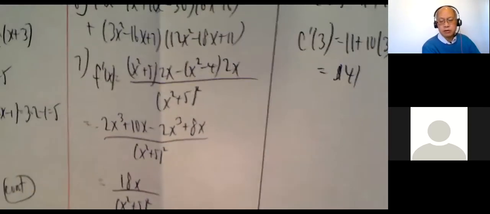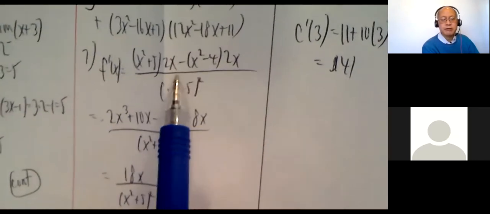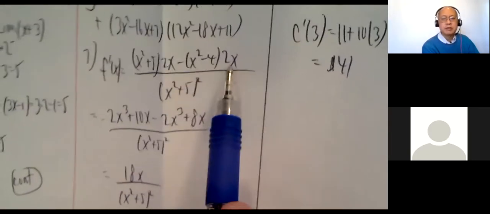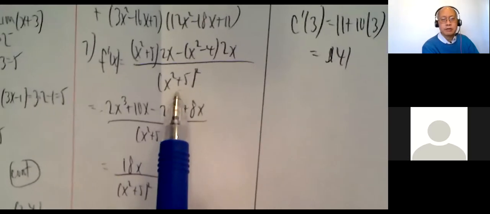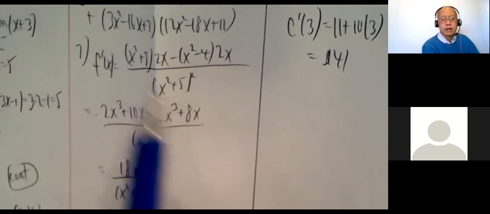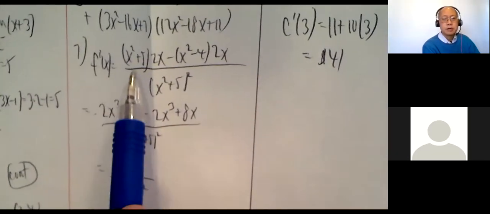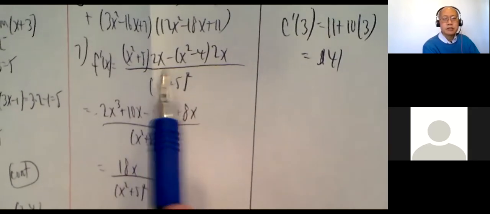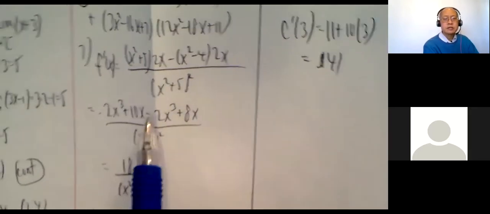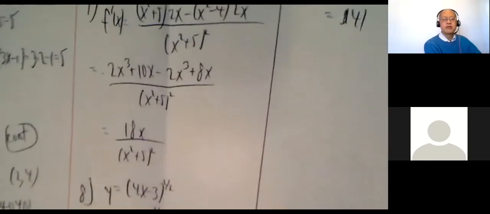Number 7 was the quotient rule. So bottom times the derivative of the top minus the top times the derivative of the bottom, all over the bottom squared. Clean it up. 2x cubed plus 10x minus 2x cubed plus 8x. 2x cubed cancels out. 18x over x squared plus 5 squared.